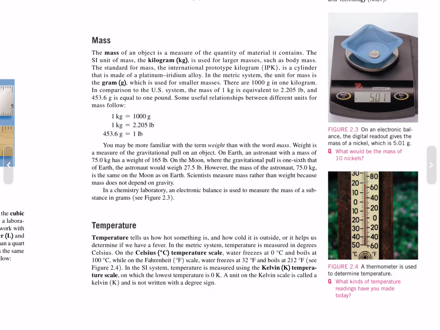Temperature. Temperature tells us how hot something is and how cold it is outside, and it helps us determine whether we have a fever. In the metric system, temperature is measured in degrees Celsius. On the Celsius temperature scale, water freezes at 0 and boils at 100 degrees Celsius, while on the Fahrenheit scale, water freezes at 32 degrees Fahrenheit and boils at 212 degrees Fahrenheit. In the SI system, temperature is measured using the Kelvin temperature scale, on which the lowest temperature is 0 Kelvin. A unit on the Kelvin scale is called a Kelvin and is not written with a degree sign.